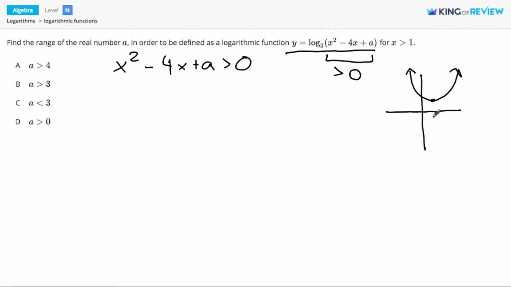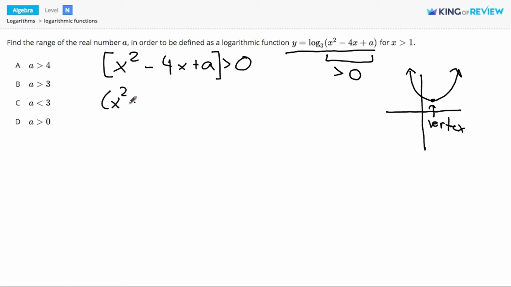The lowest point of a parabola is called the vertex, and the easiest way to find the vertex is to convert this parabola we have here, x squared minus 4x plus a, into what's called vertex form. That will show us the vertex. We can put this in vertex form by completing the square, like this.